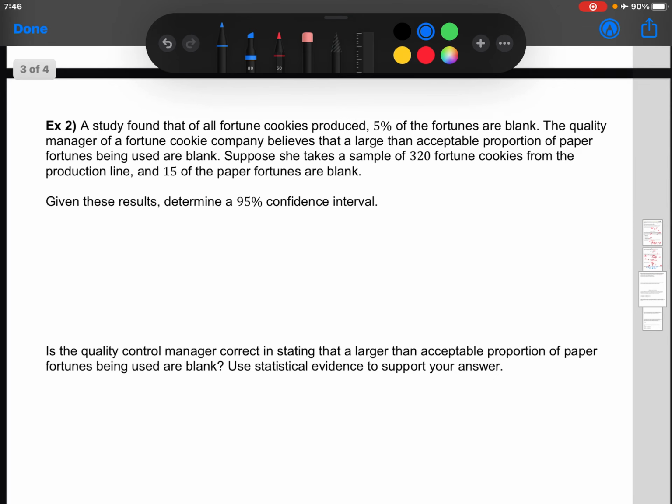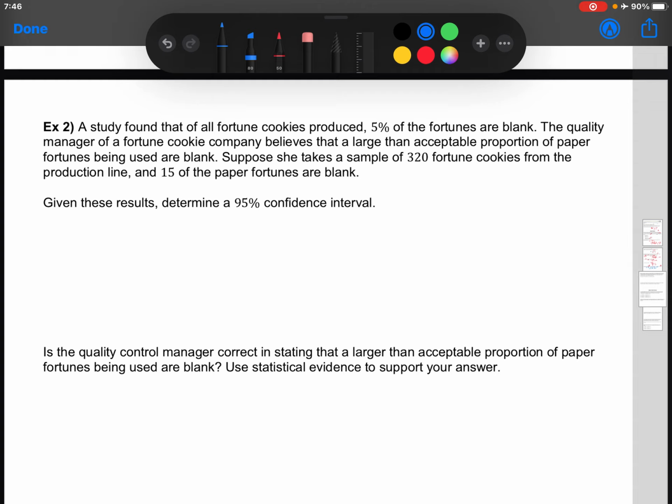Okay, so let's do example 2. In example 1, I had broken it down into subparts, so you understood what the question was saying. Here, it's not broken down into subparts. You'll have to conclude what the question is asking. A study found that all fortune cookies produced 5% of the fortunes are blank. The quality manager of a fortune cookie company believes that a larger than acceptable proportion of paper fortunes being used are blank. Suppose she takes a sample of n fortune cookies from the production line, and 15 of the paper fortunes are blank.